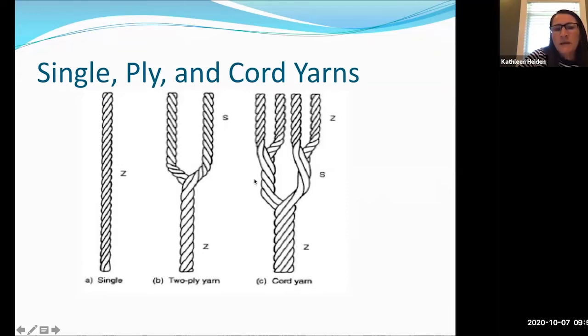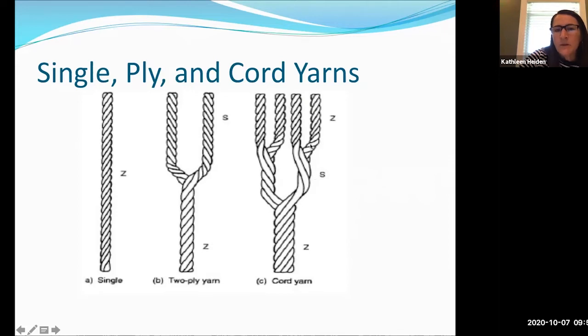But as we begin to twist yarns to make yarns, we have to alternate the twist. So if you're going to end up with a Z twist in a ply yarn, your singles have to be twisted in the S direction. Okay. And that's because as we begin to twist these together, if they were in the same direction, then the singles would actually untwist as you were trying to twist the ply yarn. So you have to twist them in opposite directions.